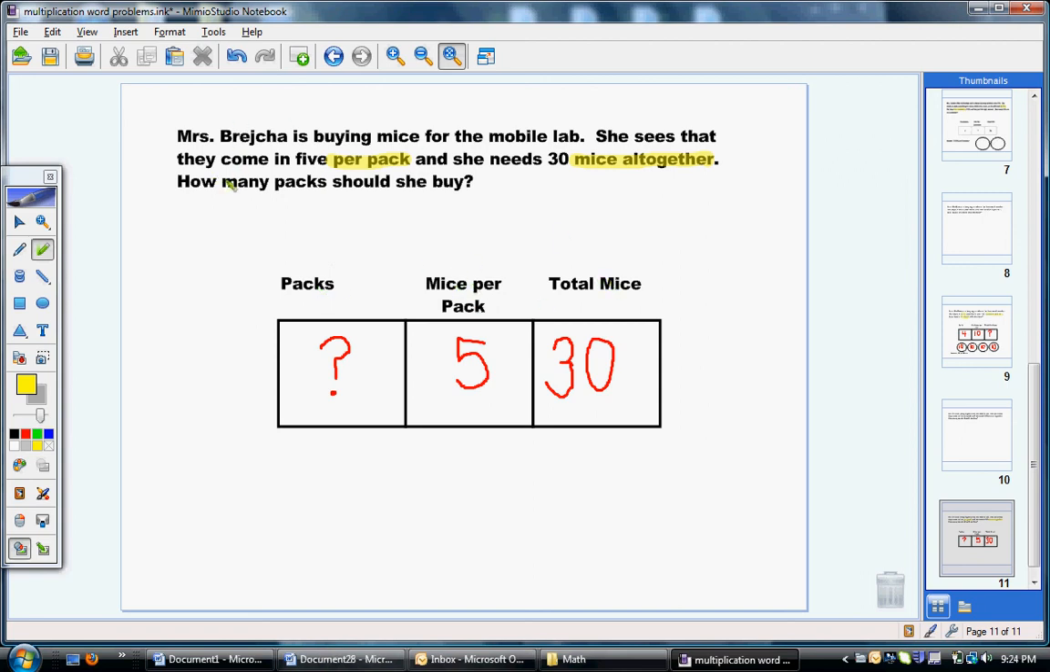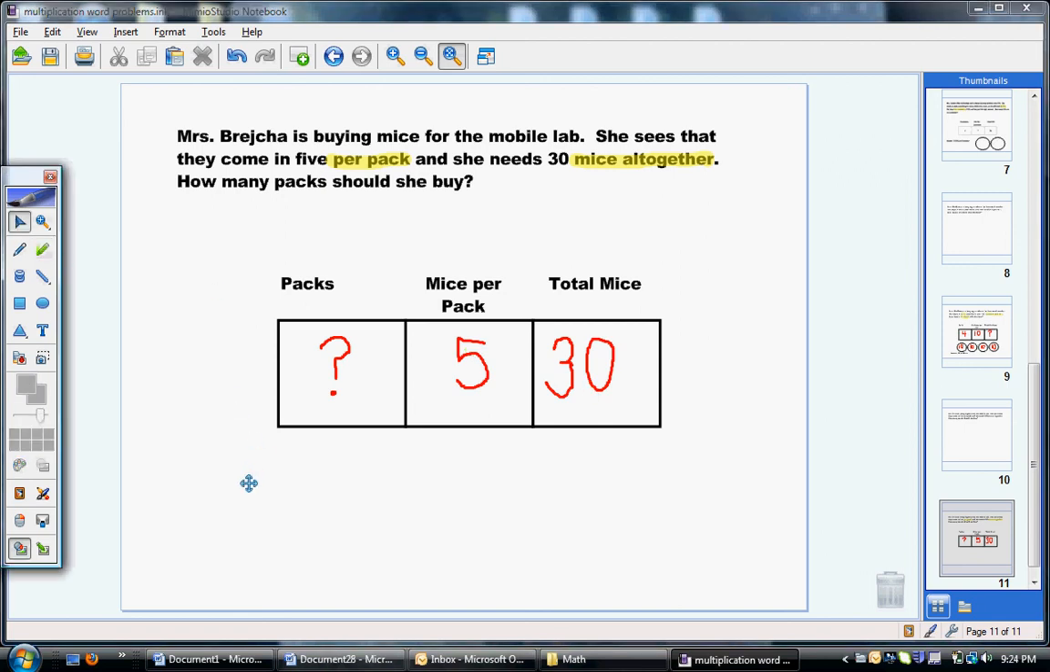The question says how many packs should she buy, so I'm actually trying to figure out how many groups, how many packs. Then I look at my other keywords. There's 5 per pack, so here I have 5 per pack. And my total number of mice, the mice altogether, is 30, so I put my 30 here. Now I don't know how many packs to draw, but that doesn't mean I don't know how to solve this problem. What I need to do is start making groups of 5 until I get all the way up to 30.